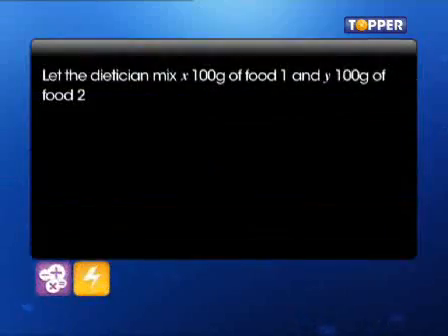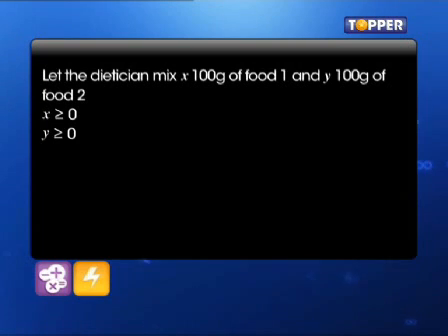Now let's formulate this problem. Note that all quantities are expressed in 100 grams. Let the dietitian mix X 100 grams of food supplement 1 with Y 100 grams of food supplement 2. Clearly we have non-negativity constraints, which is X greater than or equal to 0 and Y greater than or equal to 0. It makes no sense to mix minus 100 grams, you see.